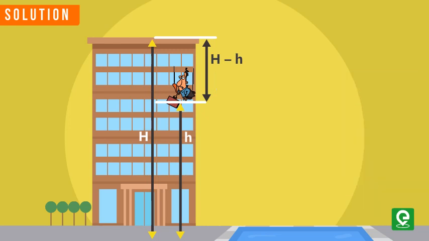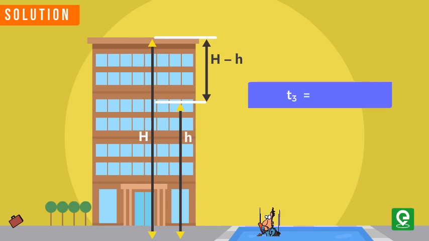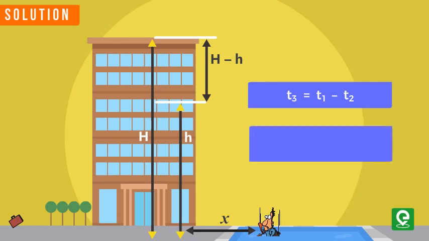Now, the time taken to travel the height small h, that is the time taken after throwing the bag until reaching the ground, t3 is equal to t1 minus t2. During this time t3, the man travels a minimum horizontal distance of x towards the right to avoid hitting the hard ground. Therefore, his minimum horizontal speed vm must be equal to distance x divided by time t3, or vm is equal to x divided by t1 minus t2.